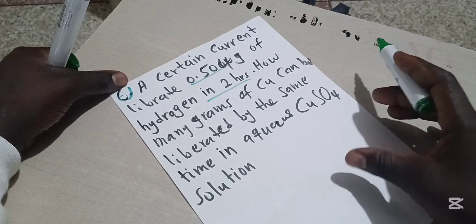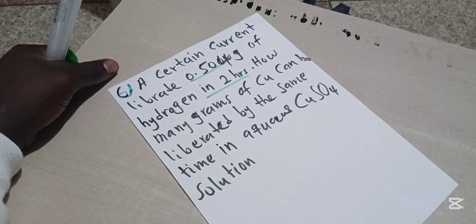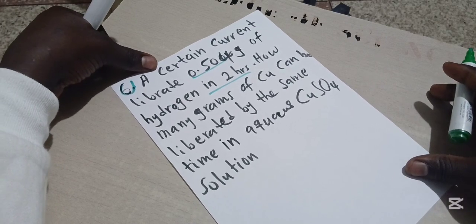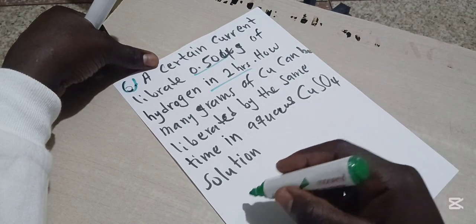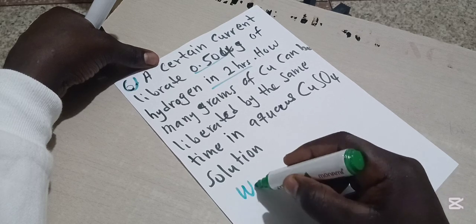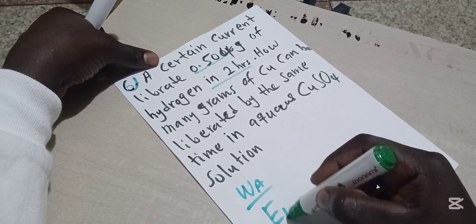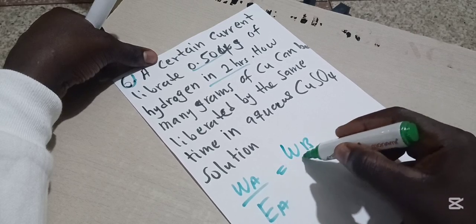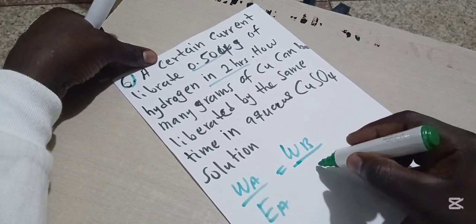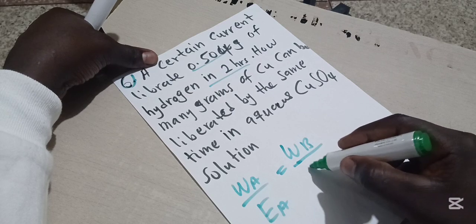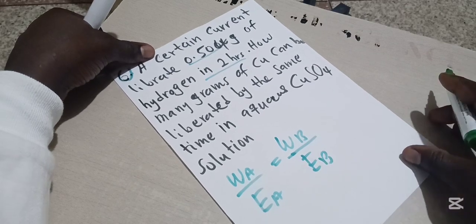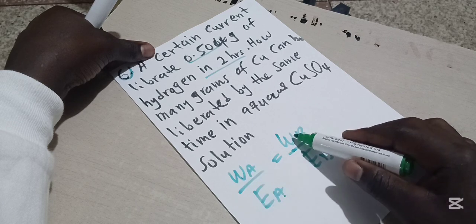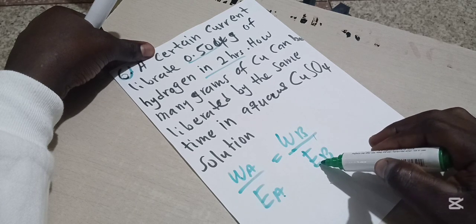So this is a typical application of Faraday's second law of electrolysis, which states that if substance A and substance B are connected in series and the same current is passing through them, this relation should be true for them. This is the mass and the equivalent weight of A, and this is the mass of B and its equivalent weight.